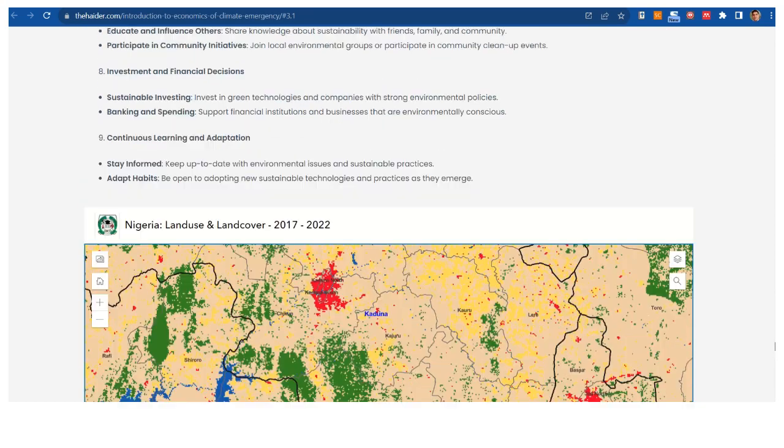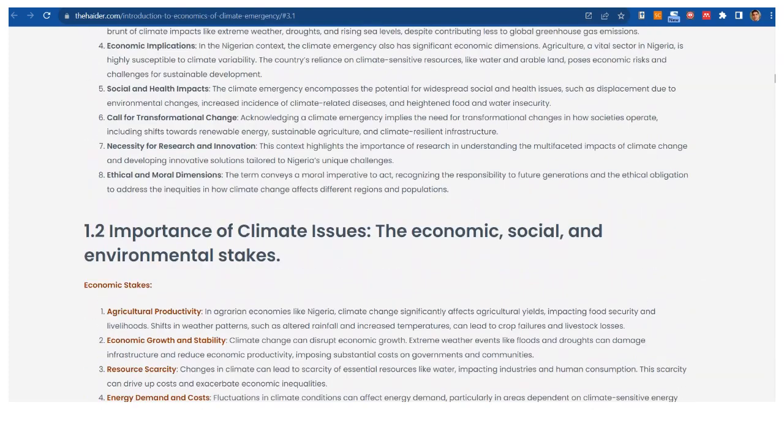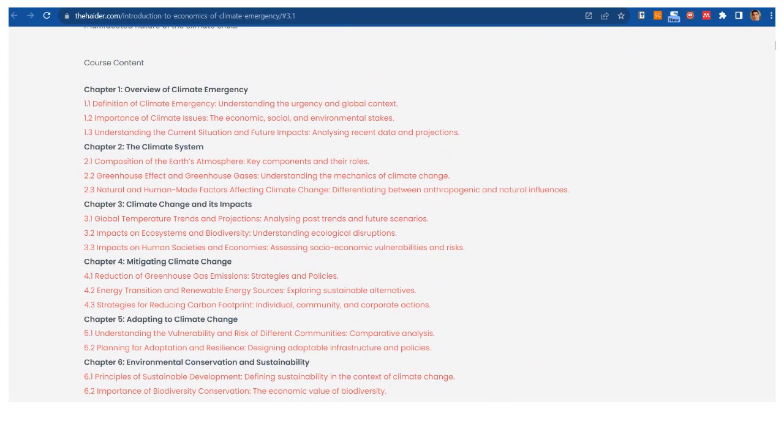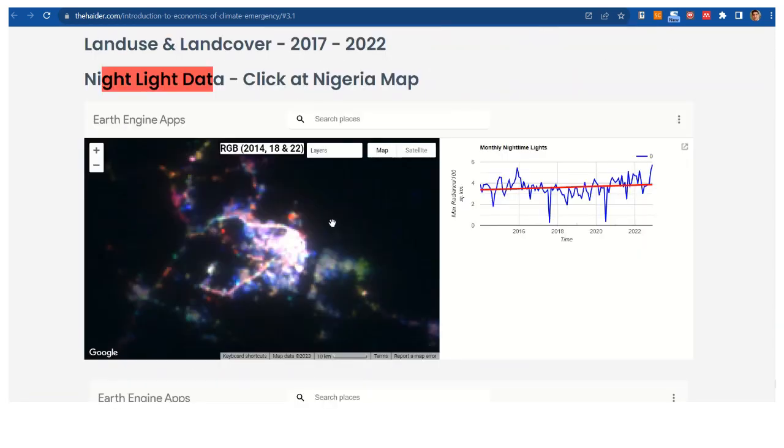I will correct this mistake here. When I clicked land use land cover, you were looking at night light data. So I will make it correct.